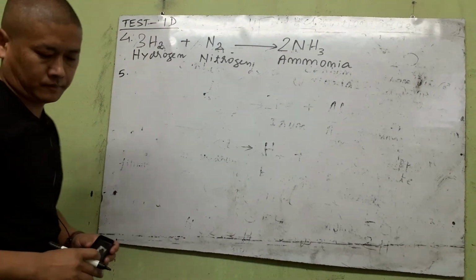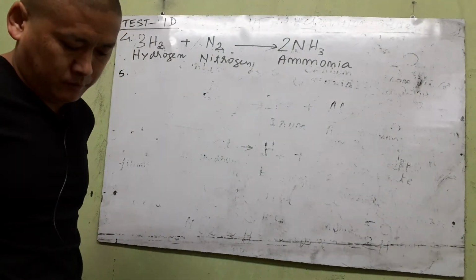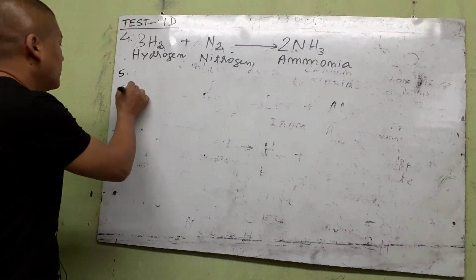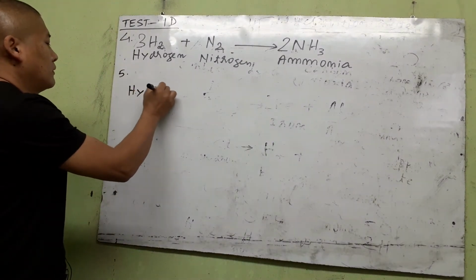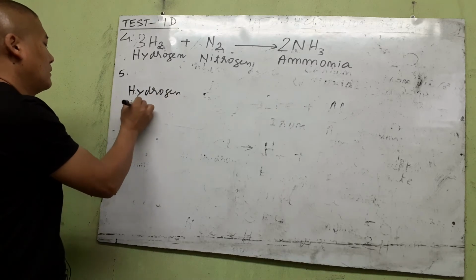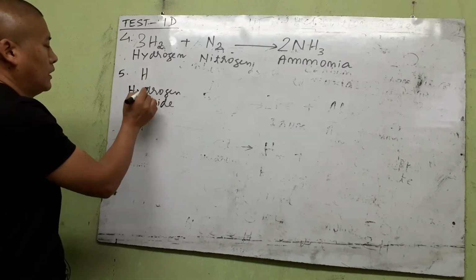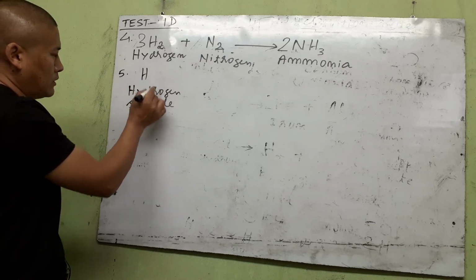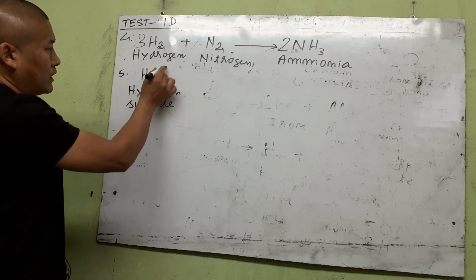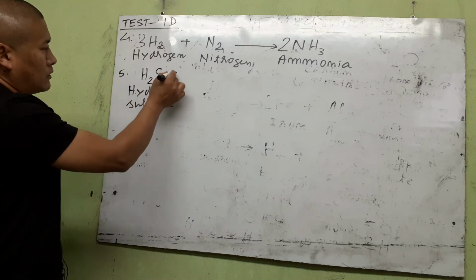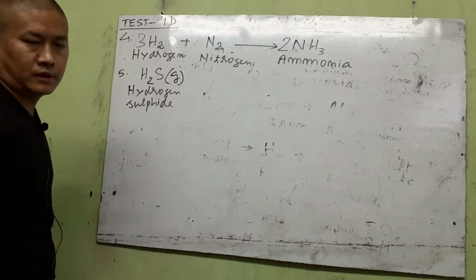5 is hydrogen sulfide gas burns in air. So hydrogen sulfide gas means H hydrogen ion H+, sulfide ion S2-, so 2 will go here. The gas is mentioned, so let's put a small g.